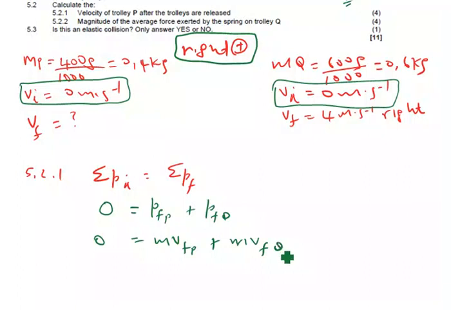of Q. Then we substitute the mass of P is 0,4. So we have 0,4, that is the mass of P, times the speed of P, which is what we are looking for, the final velocity of P, plus the mass of Q, which is 0,6, times the final velocity of Q, which is 4 to the right. We said the right must be positive, so it's positive 4. Now we are going to press the calculator here.